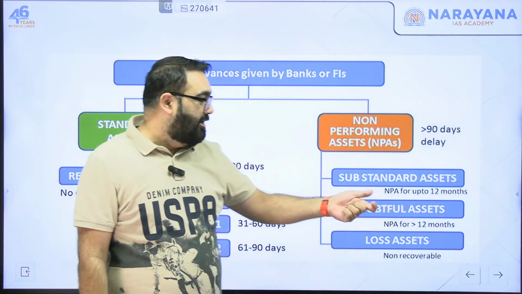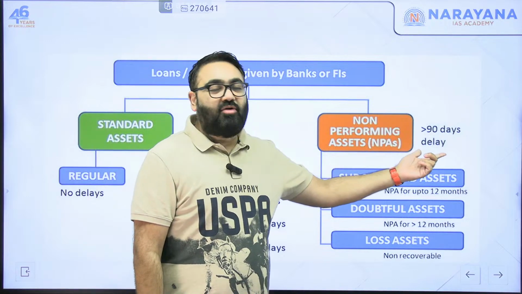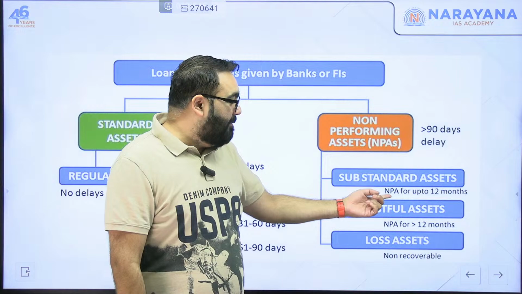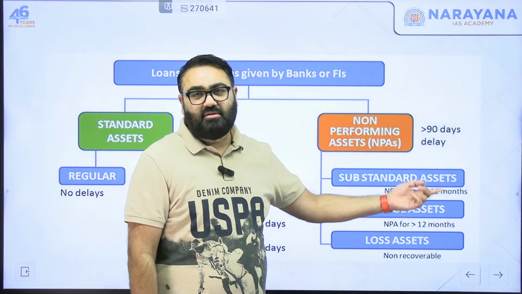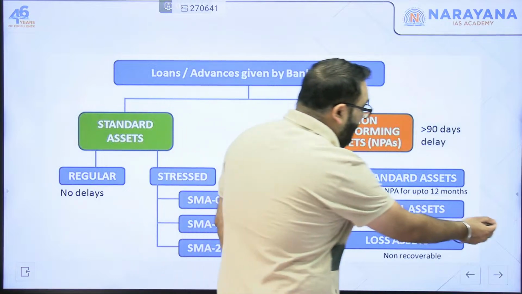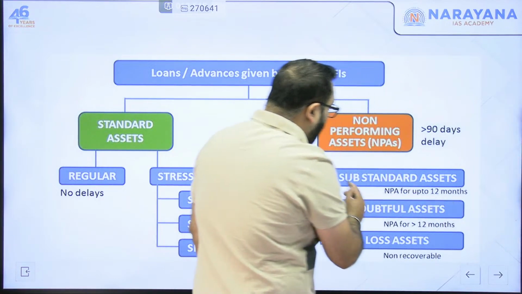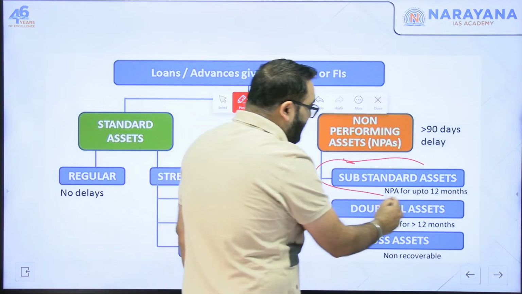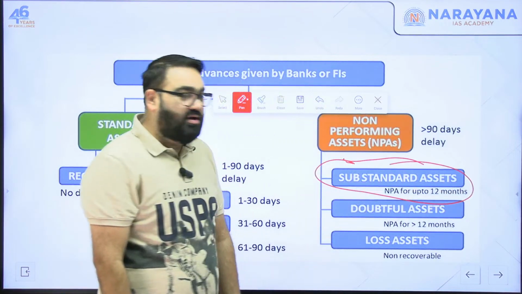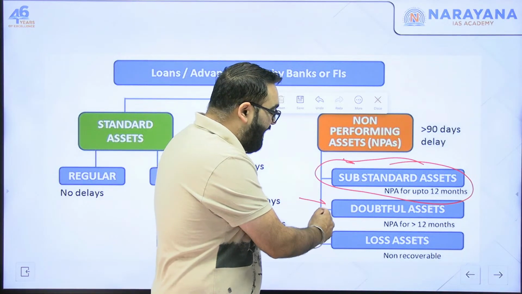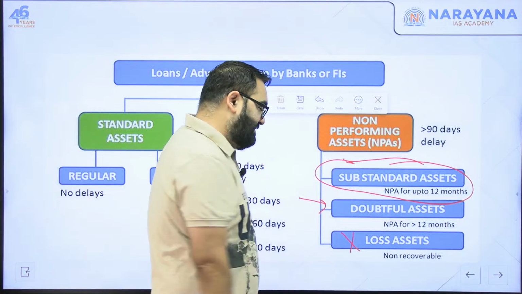If you actually see here, if there is a delay of over 90 days, it's an NPA. Then if the NPA remains for up to 12 months, up till 1 year, it's still an NPA, then it is called a substandard asset. All these definitions are important. Do remember, it becomes a substandard asset if the NPA continues for 1 year. If the NPA continues for over 1 year, it's called a doubtful asset. And finally, it becomes a loss asset.